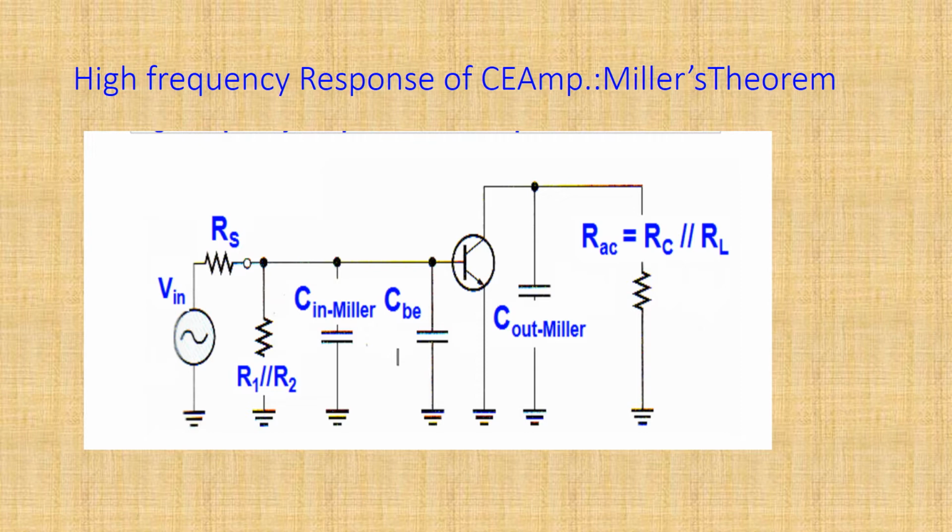Now in this particular configuration, you can see that we are considering only an AC circuit. So all the DC sources are shorted, and the respective capacitances are shown, such as CBE. Whatever capacitance exists between the base and the collector terminal is treated as a Miller capacitance C, and will be broken down into C in Miller and C out Miller. Let us go ahead with the analysis of this.